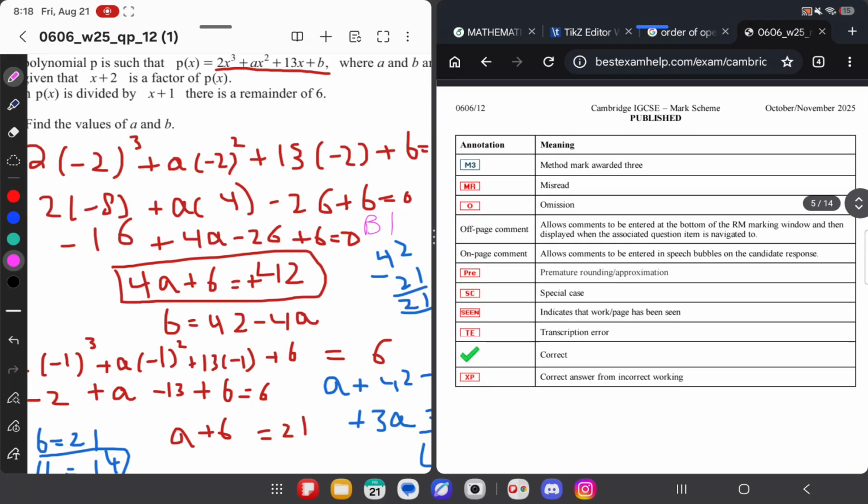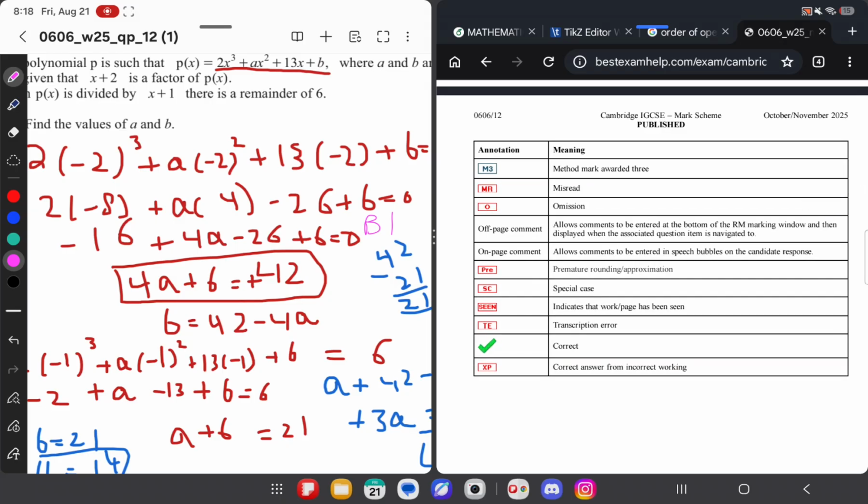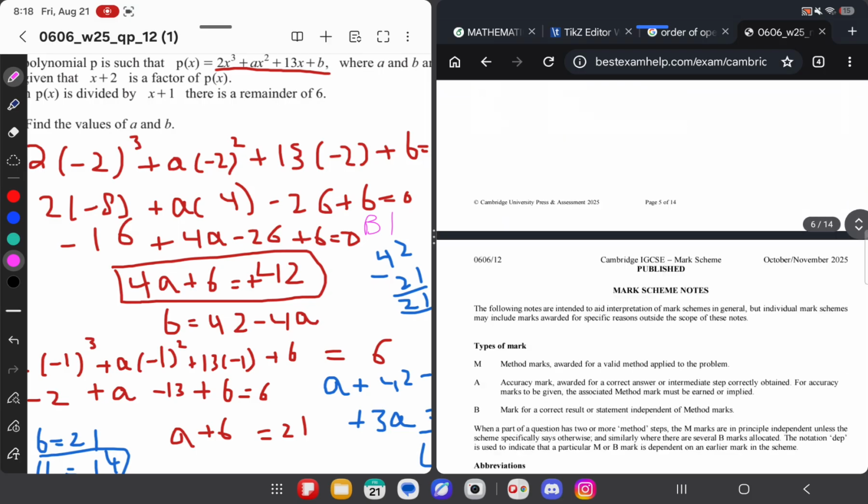Allow the comments to be entered at the bottom of RM marking window, then displayed when the associated question item is navigated to. Allow comments to be entered in speech bubbles on the candidate response. What's that? Premature rounding or approximation special case. Yeah, this is the good ones.